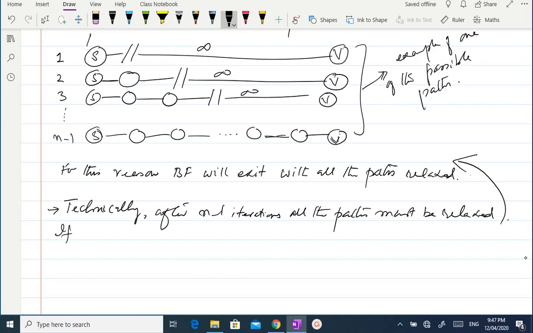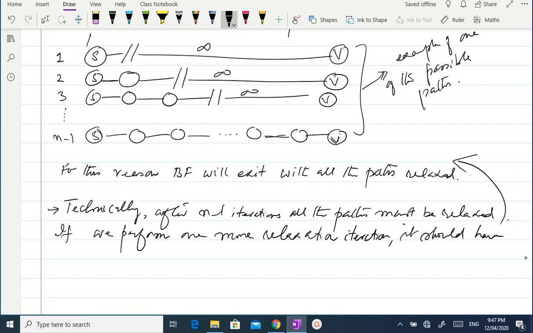If we perform one more relaxation iteration, it should have no impact on the shortest paths. Why is that? Because they are already in the most relaxed form, and it is impossible to relax it any further.